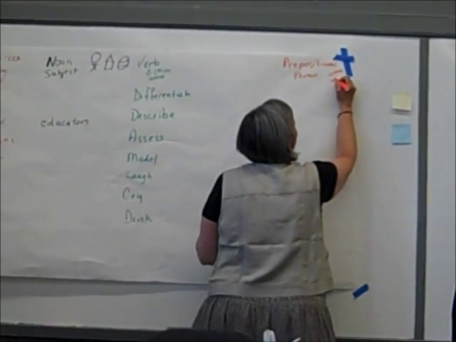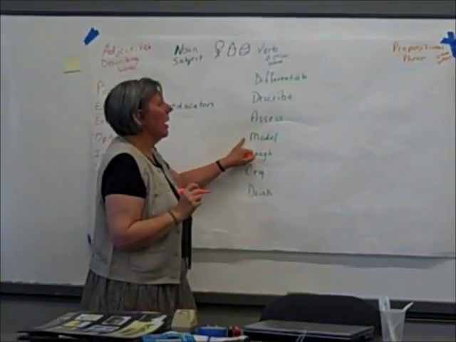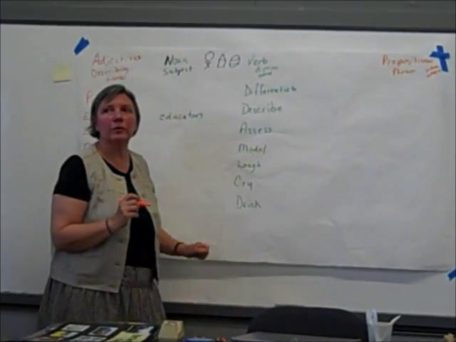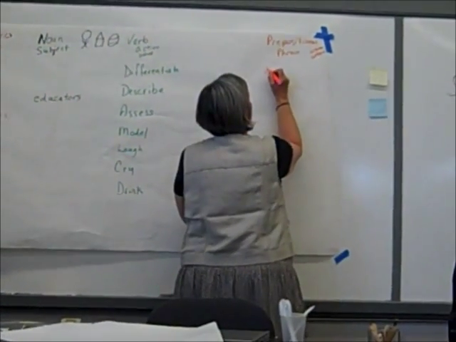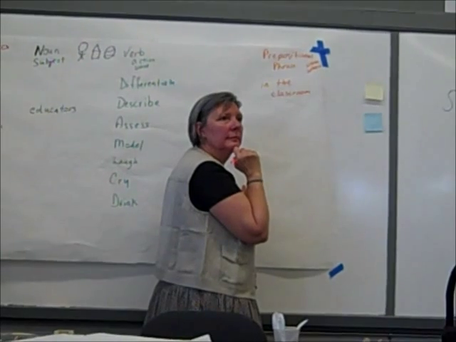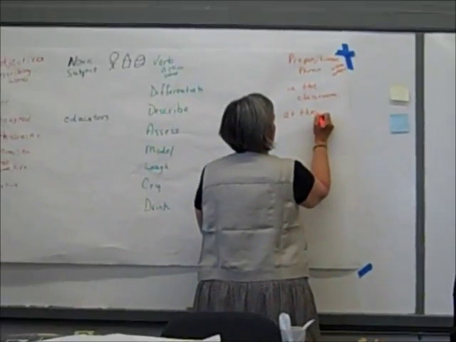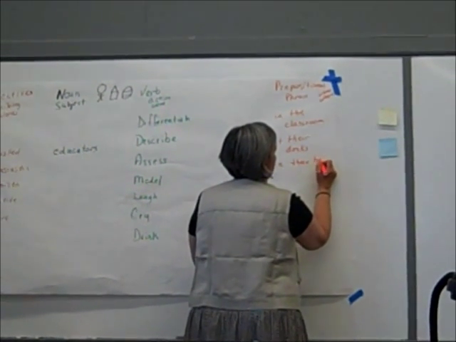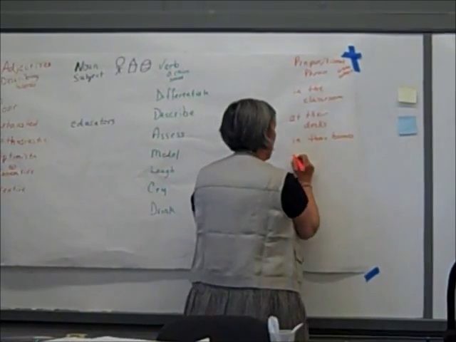Or where. And so turn to your partner and talk about where educators might model, or when they might differentiate, or where they might laugh or drink. Talk to your partners. In the classroom. At their desk. In their homes. Coffee room. At the carpet.